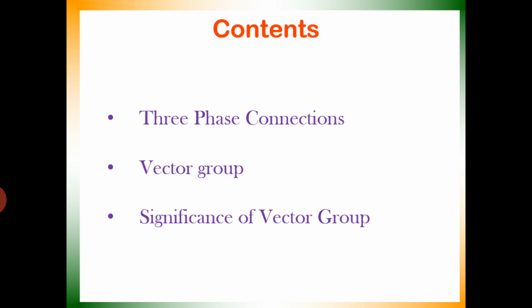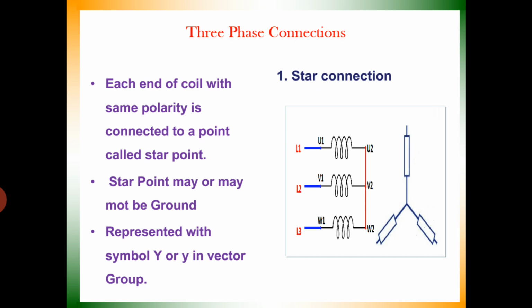Before starting vector group, we can understand the transformer connections. All of you know that in a three-phase transformer there are two windings, primary and secondary. It is also called low voltage and high voltage winding. That particular winding may be connected star or delta. It depends upon our application, or in which place our transformer is situated, whether it is outside of the power plant, or for step down purpose or distribution purpose. So as per the application, we can select our connection.